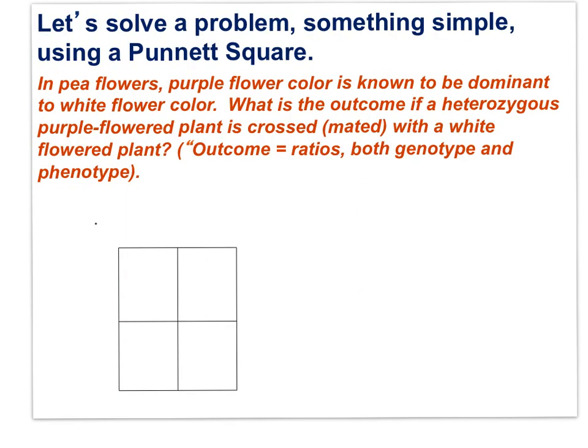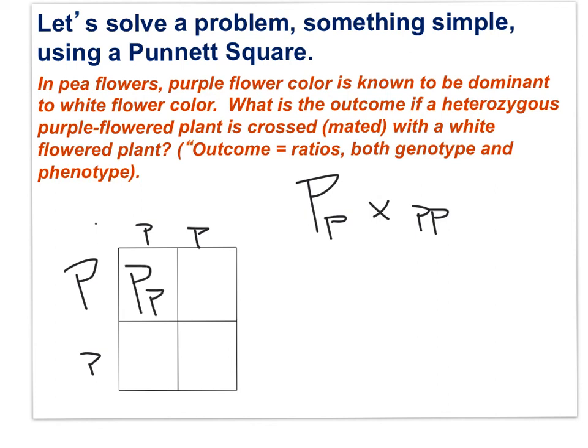Let's solve a problem, something simple, using a Punnett square. In pea flowers, purple flower color is known to be dominant to white flower color. What is the outcome if a heterozygous purple flowered plant is crossed with a white flowered plant? Meiosis puts the alleles for the purple flowered plant here, and the alleles for the white flowered plant here and here. Random mating brings the alleles back together into the diploid condition, and you can see the results as they unfold here. We're going to move to the next slide to see the phenotypic and genotypic ratios.